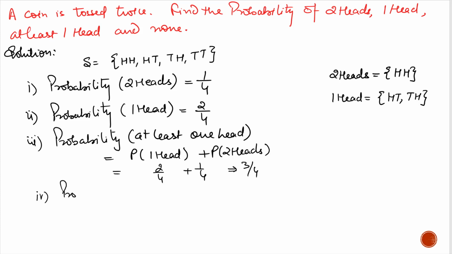Next, probability of no head. No head means both tails. Both tails means we have only one chance, tail and tail. So the required probability is 1 by 4.